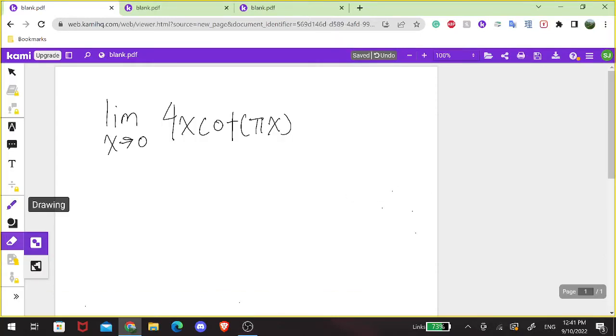Hi everyone, today we'll be talking about a limit problem. And the limit problem is the limit as x approaches 0 of 4x cotangent pi x.